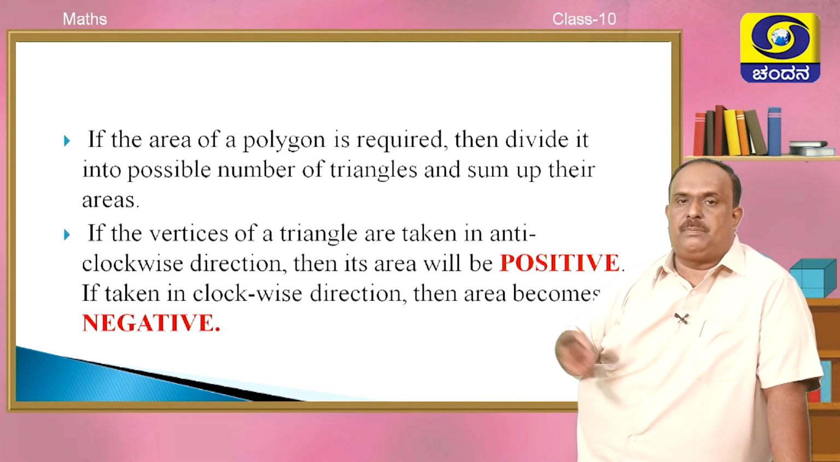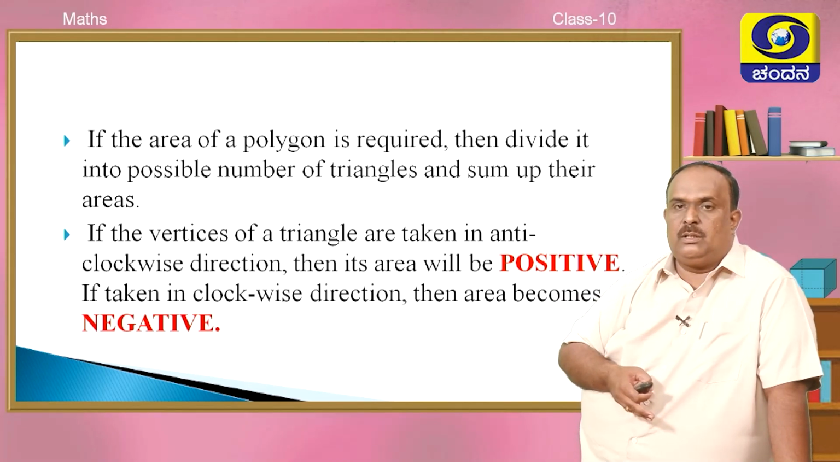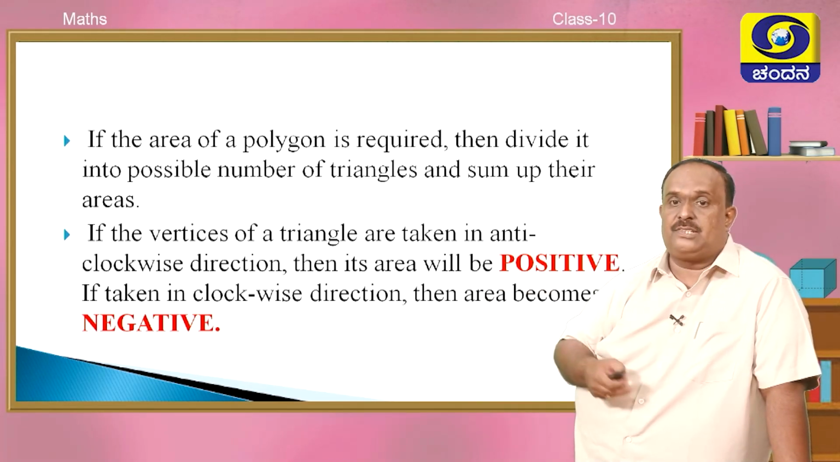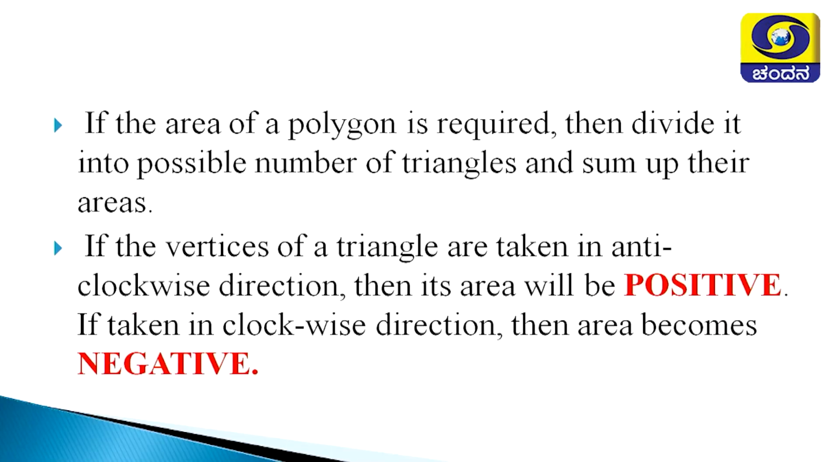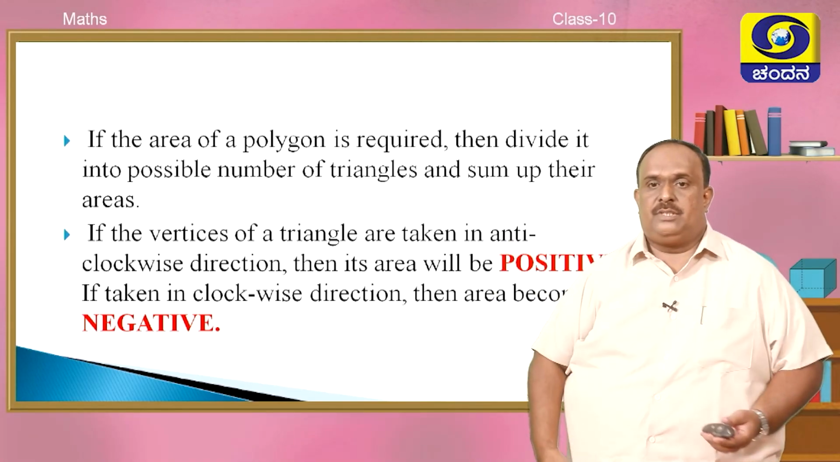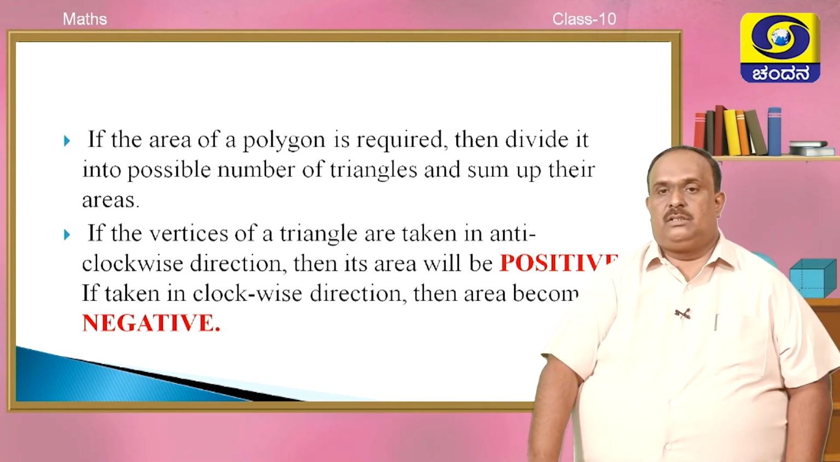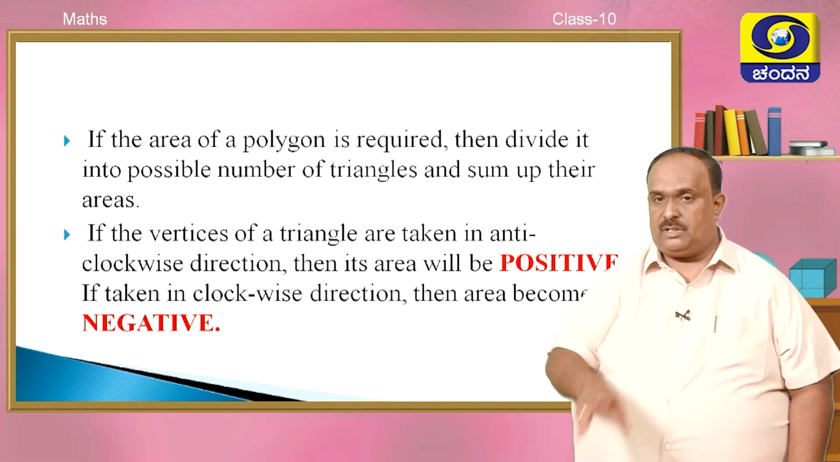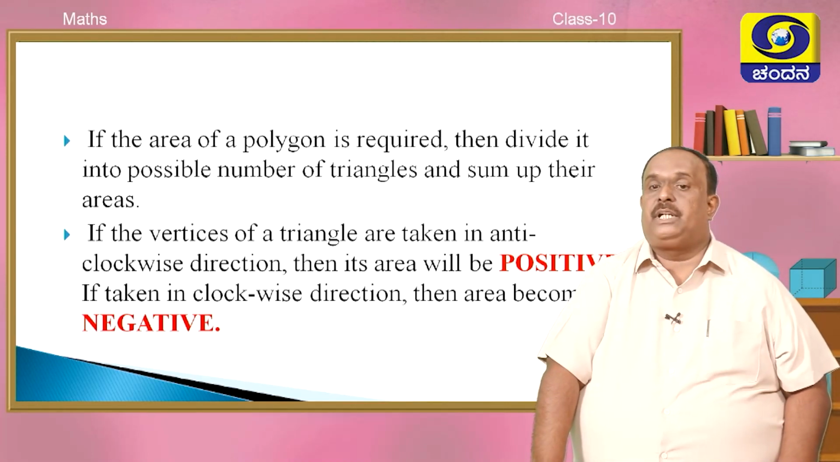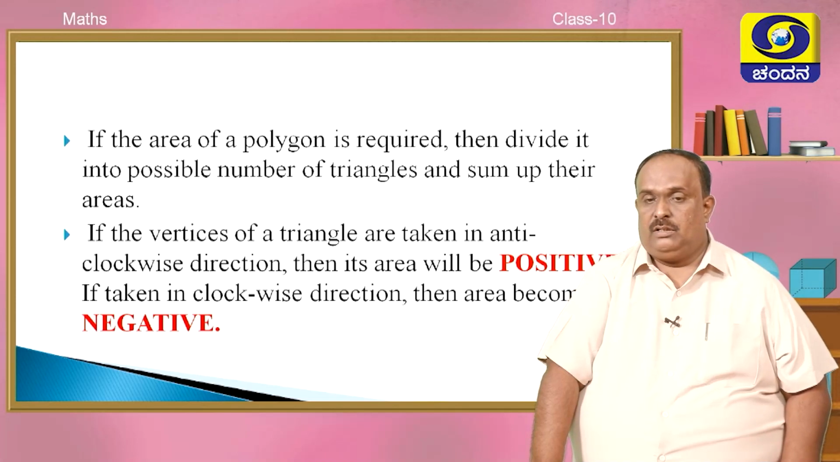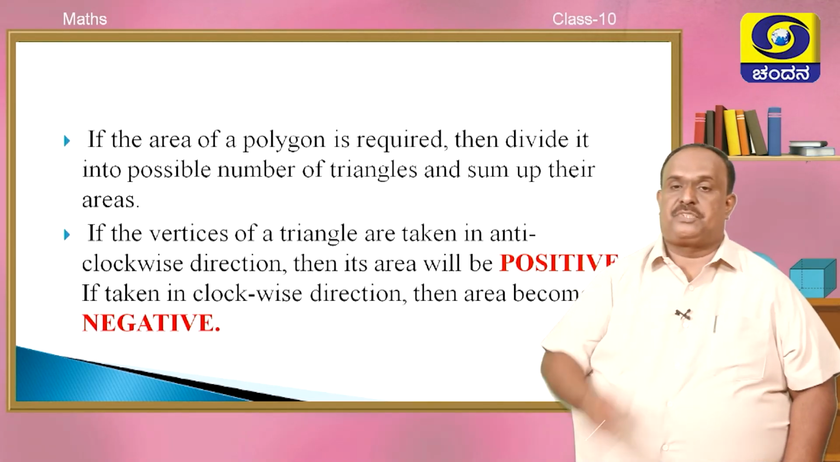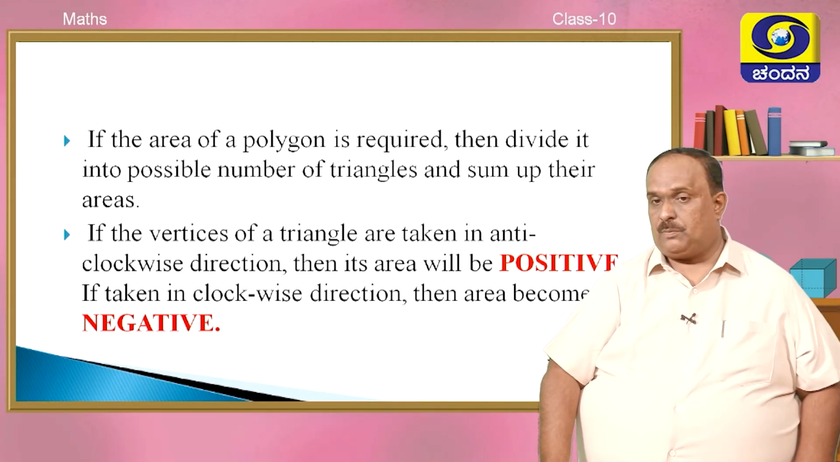If you find the area of a polygon, then divide it into the number of possible triangles and sum up their areas. For example, if a quadrilateral is given and you are asked to find its area, draw one diagonal, you will get two triangles. Find the area of the two triangles and add them up, you will get the area of the quadrilateral. Likewise, in a pentagon, three triangles can be there. There is a result: how many triangles can be drawn in a polygon of n sides? n minus 2 triangles can be obtained.